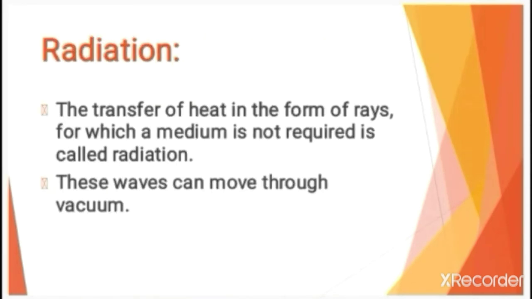The third way of transfer of heat is radiation. The transfer of heat in the form of rays, for which a medium is not required, is called radiation. These waves can move through vacuum. In radiation, a medium is not required, while in convection and conduction, a medium is required.